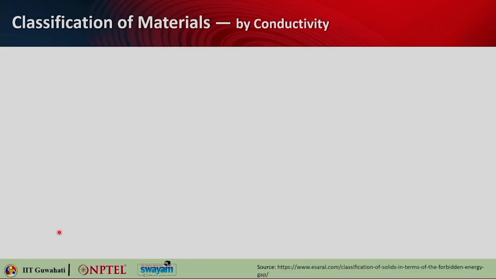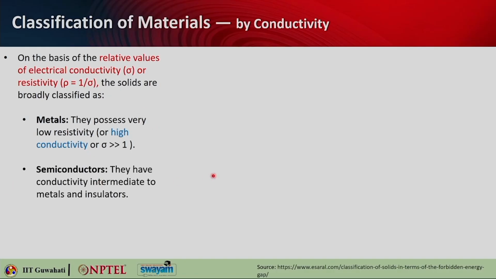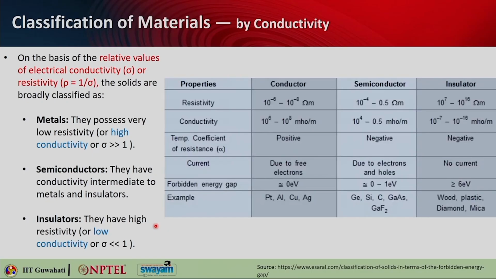Further, we can classify materials based on conductivity. This we all know is basically on the basis of the relative values of electrical conductivity, or you can classify based on resistivity, which is the reciprocal of conductivity. So there are three types of solids: metals, which have very high conductivity or very low resistivity; semiconductors, which have intermediate conductivity between metals and insulators; and insulators, which have very high resistivity or very low conductivity. So this is typically the scale of the properties.